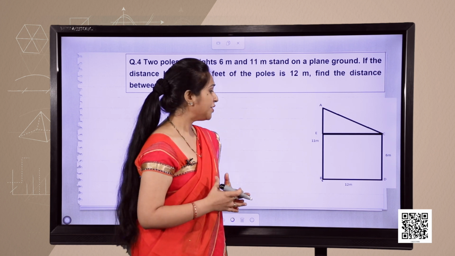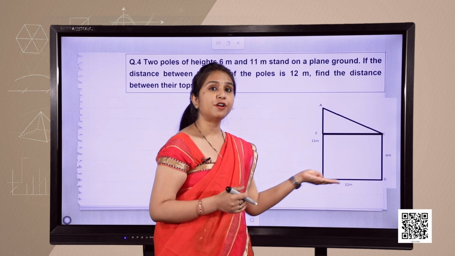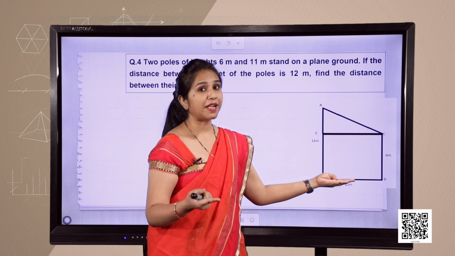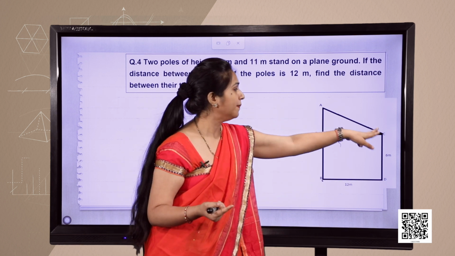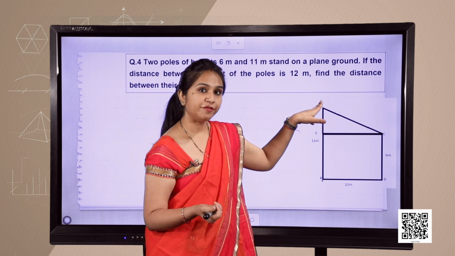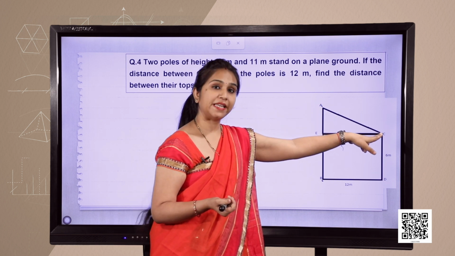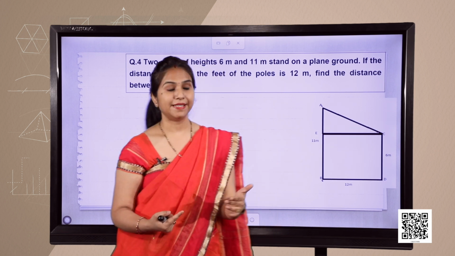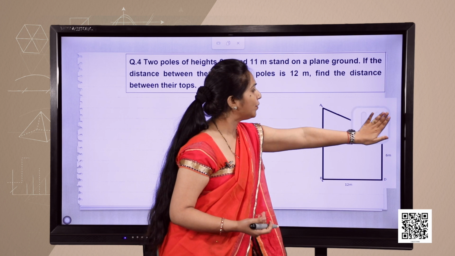Now it is given to you that the distance between the feet of the poles is 12 meter. We have to find out the distance between their tops, that is A is the top of the first pole and C is the top of the second pole. So you need to find out the distance between them, that is length AC. So children, how we are going to calculate this?